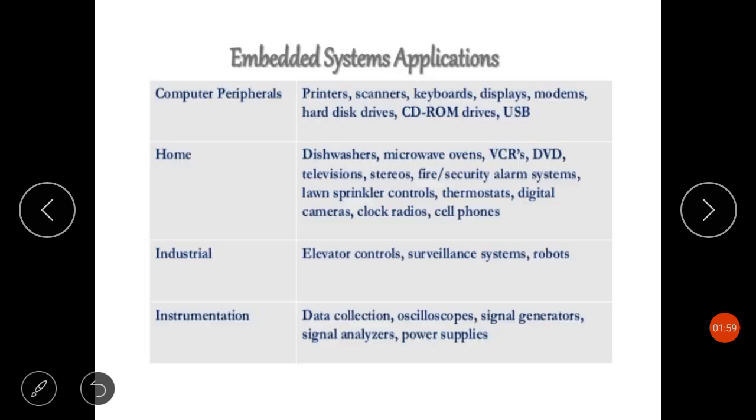For example, here I have given the applications of embedded systems. These are the embedded system applications. For example, a printer. A printer is an example of an embedded system, since the processor inside it performs only one task, and that is getting the data and printing it.